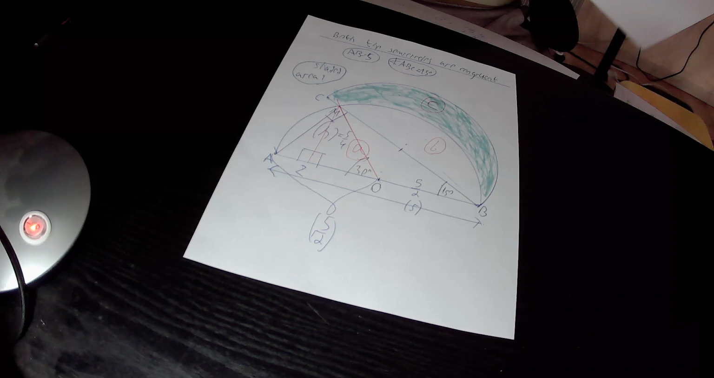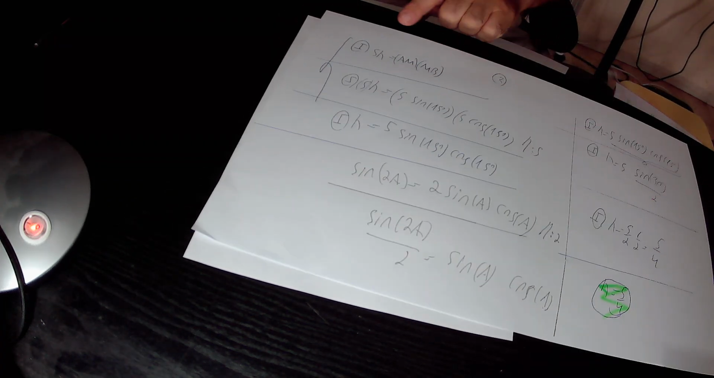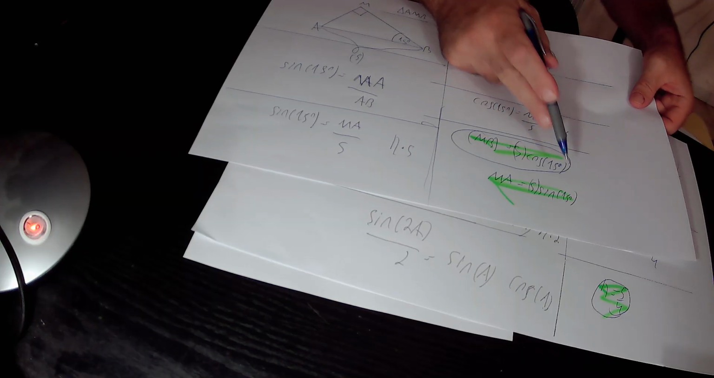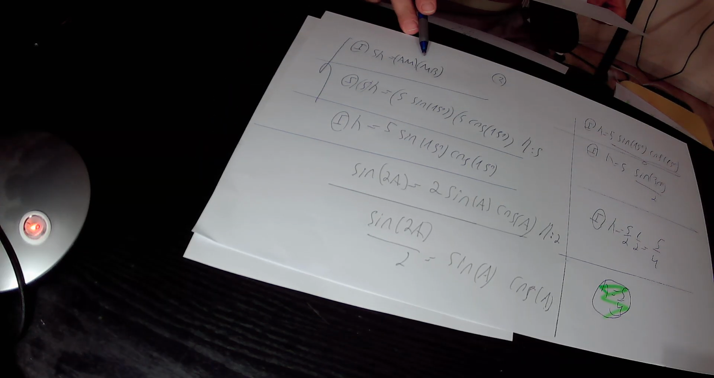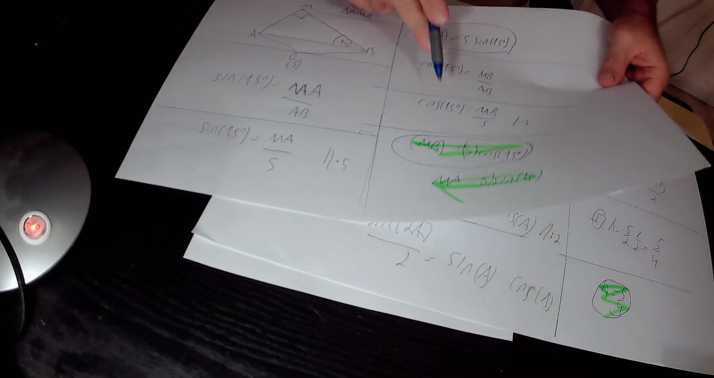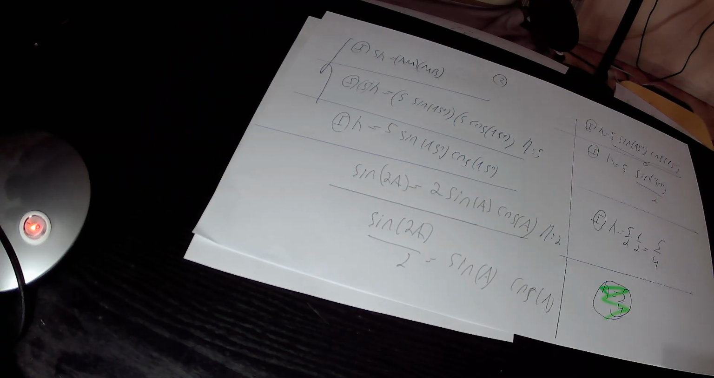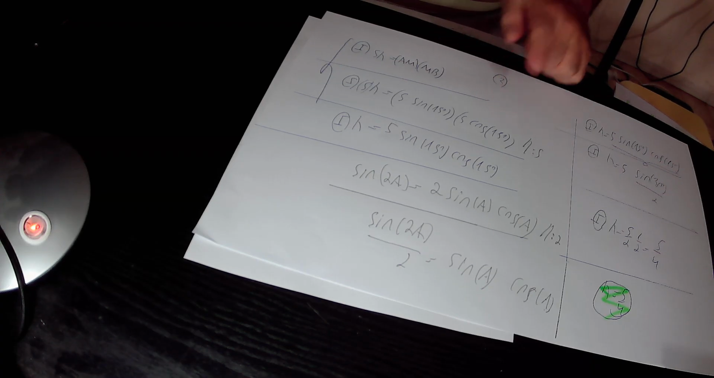We already found out that according to equation 1, 5H equals AM times MB. So you can substitute AM by 5 times sine 15 degrees, and substitute MB in equation 1 by 5 times cosine 15 degrees. We did it, and we can find out that in total 5H equals AM, that is 5 times sine 15 degrees, times MB, that is 5 times cosine 15 degrees.